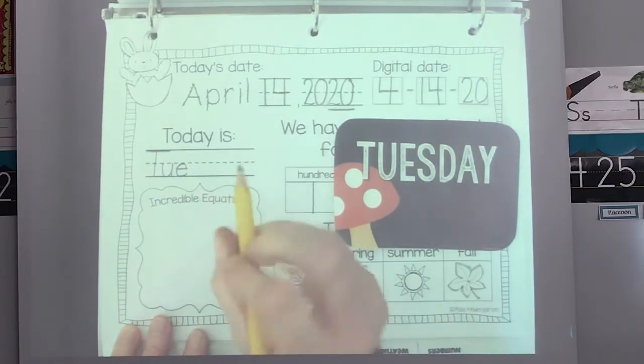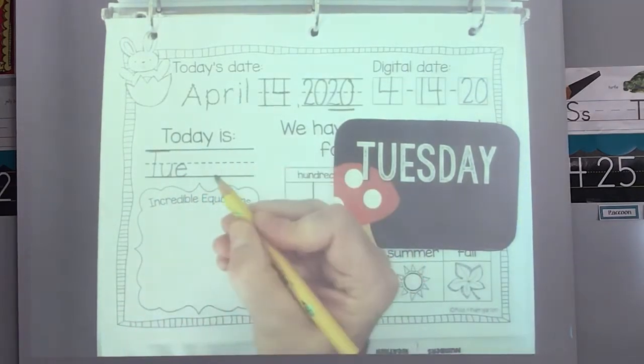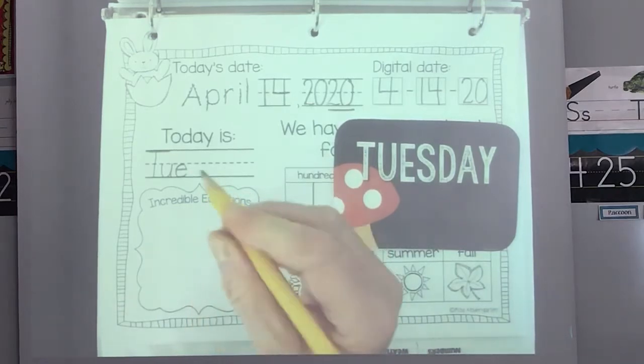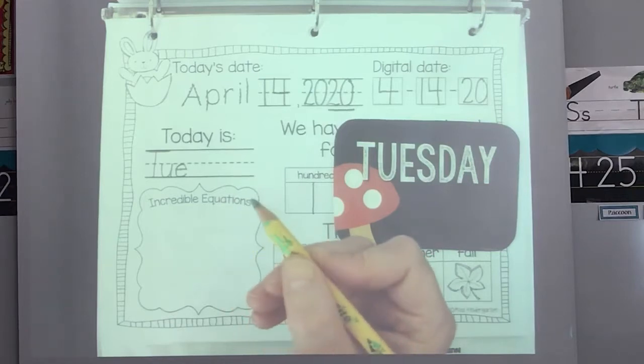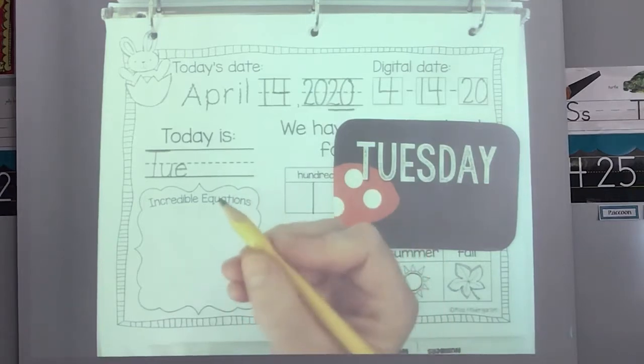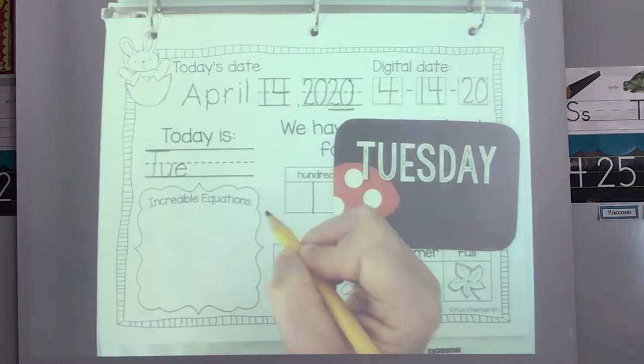Make sure you're writing and make sure you're holding your pencil like Mrs. Duffield is too. You've got these pencils that I sent home. So if you have a different kind of pencil, that's okay. Just make sure you're holding it properly.